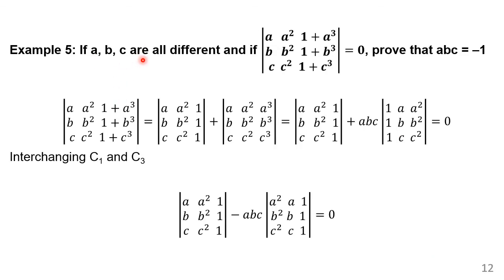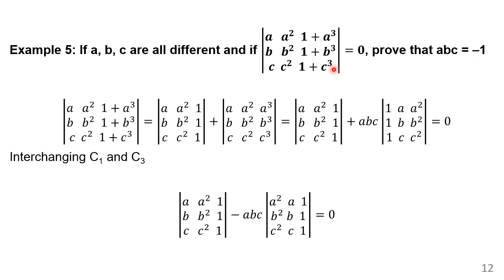A, B, C are the constants. They are all different. And we have been given one more data, that is the determinant of A, A square, 1 plus A cube; B, B square, 1 plus B cube; C, C square, 1 plus C cube is equal to 0. We need to prove that ABC is equal to minus 1.